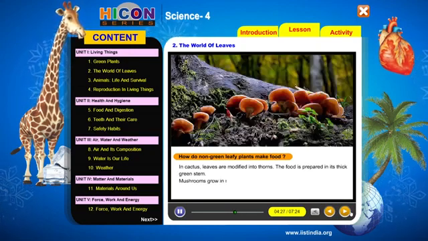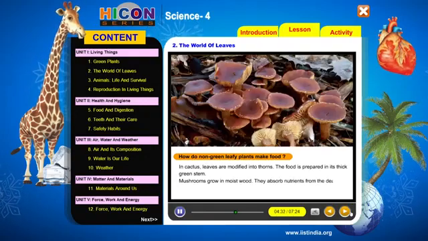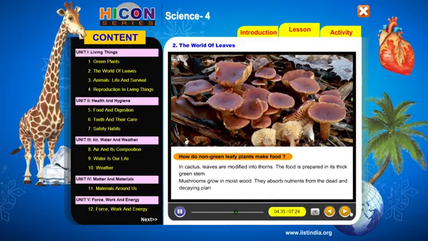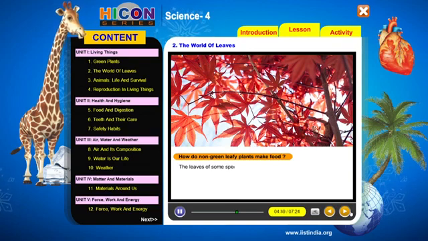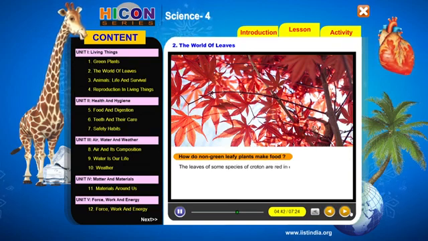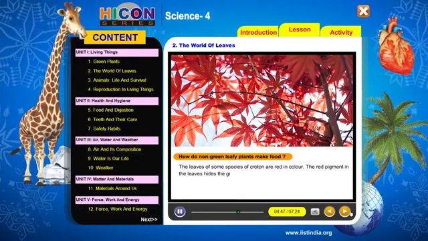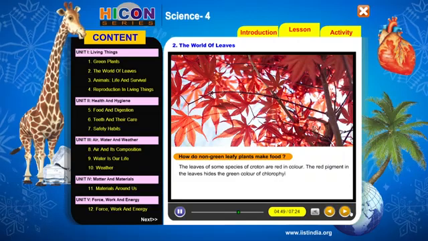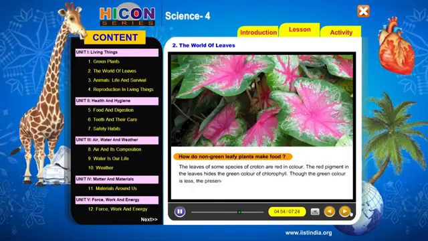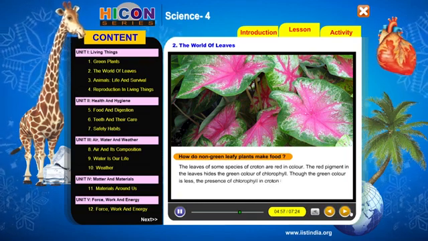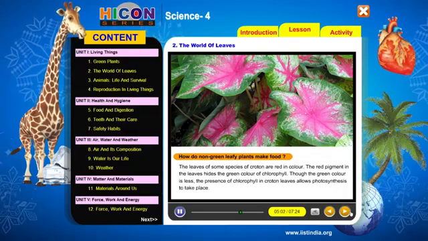Mushrooms grow in moist wood. They absorb nutrients from the dead and decaying plants and animals. The leaves of some species of croton are red in color. The red pigment in the leaves hides the green color of chlorophyll. Though the green color is less, the presence of chlorophyll in croton leaves allows photosynthesis to take place.